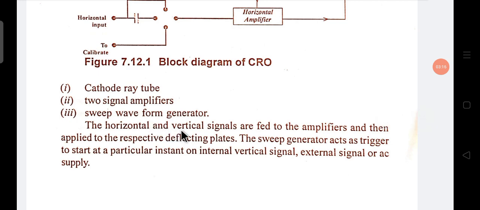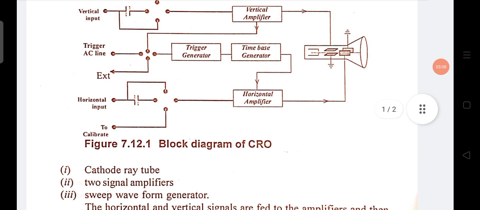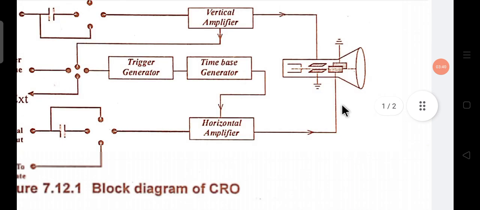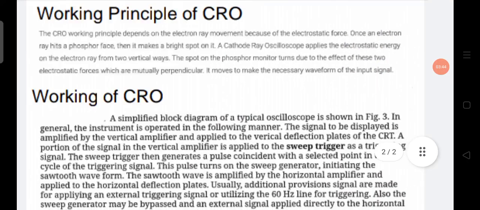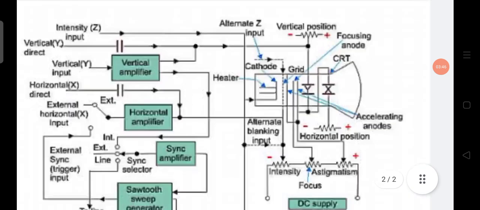The horizontal and vertical signals are fed to the amplifiers, and then applied to the respective deflection plates. The sweep generator acts as a trigger to start at a particular instant in the interval of the vertical signal. Okay, external signal. You see, in the CRT there are two deflecting plates, this plate and this plate. See this diagram, you can understand this.